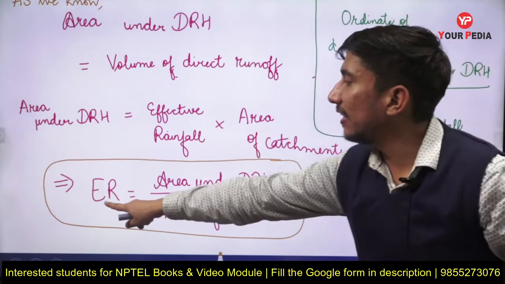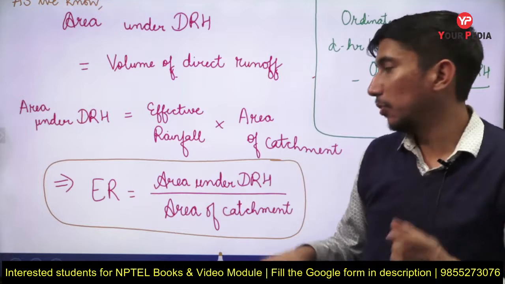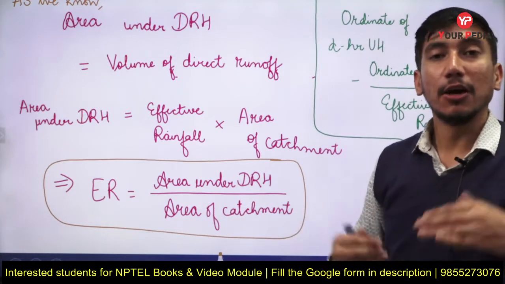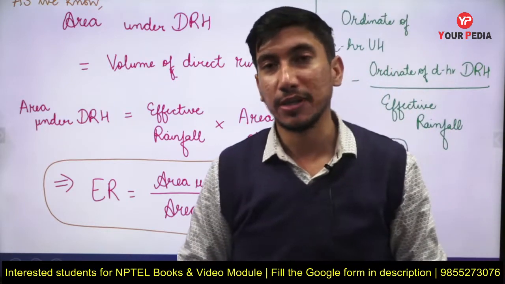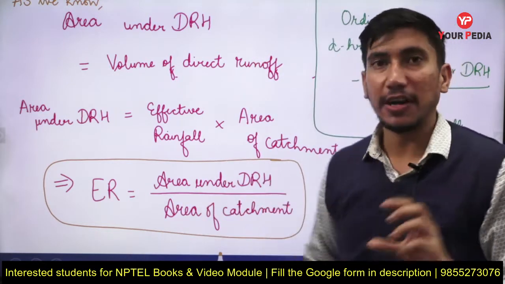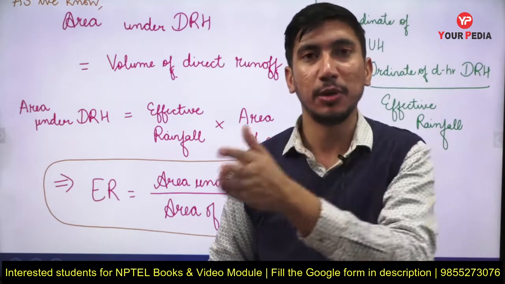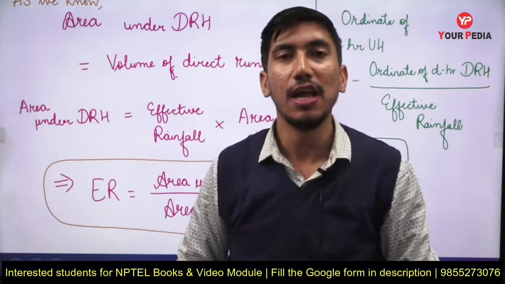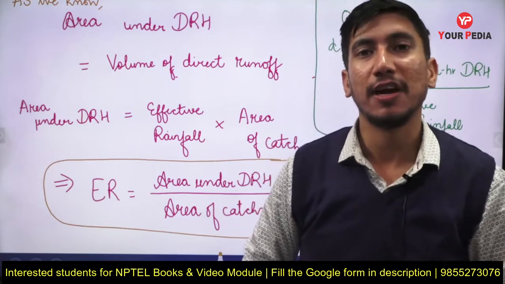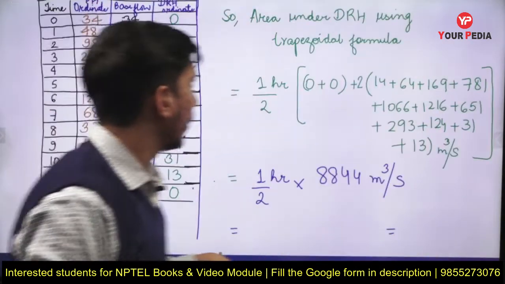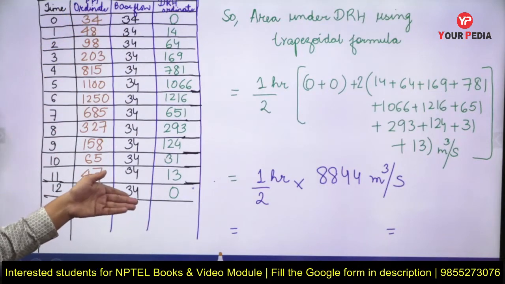From here I can find that the effective rainfall is going to be equal to the area under the direct runoff hydrograph divided by the area of catchment. Now the area of catchment is already given to us, and the area under the direct runoff hydrograph we will calculate using the trapezoidal formula, because ordinates have been given to us at constant intervals. So we can use the trapezoidal formula to find the area under the direct runoff hydrograph. So here is basically the table that has been given to us.